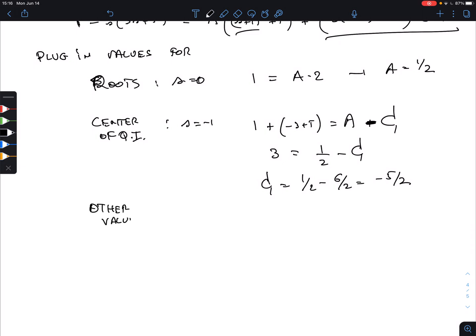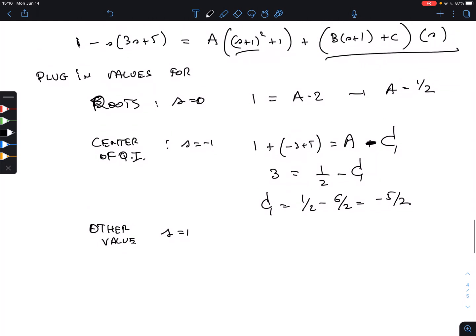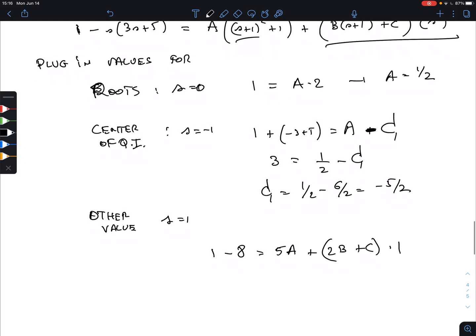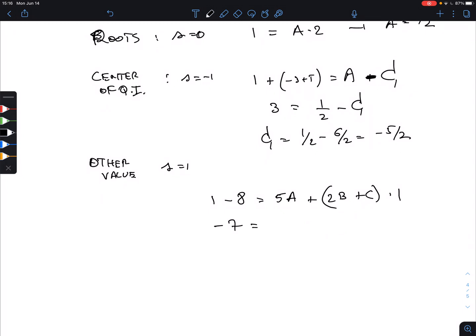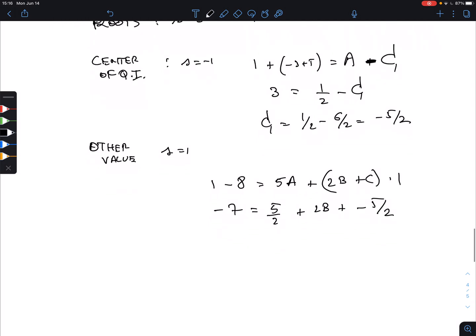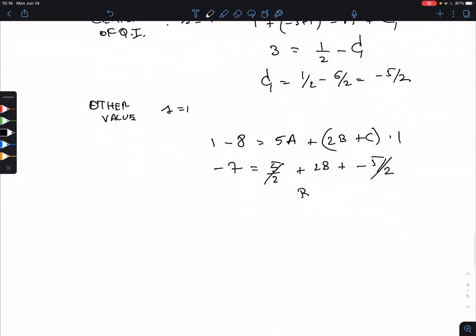There's nothing special we can do anymore. We'd like to plug in 0, but it's already been used, so the thing I'm going to use is s is 1. If I plug s is 1 on the left hand side, I get 1 minus 8 equals 2 squared, that is 5a, plus 2b plus c times 1. So that's minus 7, a was a half, so this is 5 halves, plus 2b plus c, that is minus 5 halves, the 5 halves cancel, and so we see that b is minus 7 halves.